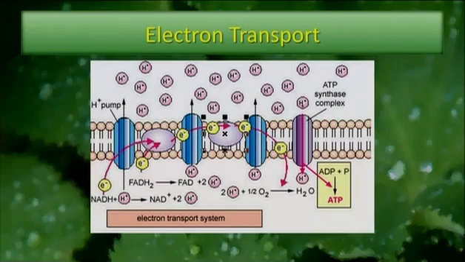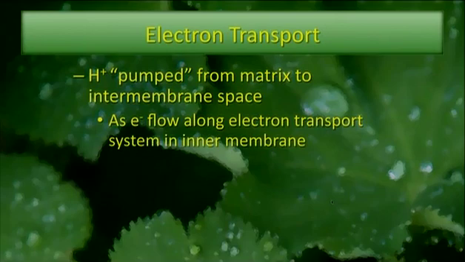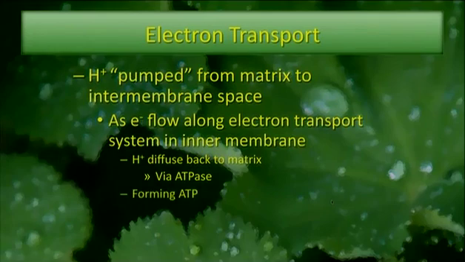The hydrogen ions then diffuse back through the ATPase here. Each time a hydrogen ion goes through this protein complex, you have the formation of one molecule of ATP from ADP, adenosine diphosphate, plus a phosphate group to make adenosine triphosphate. So protons are pumped from the matrix of the mitochondria, the inside of the inner membrane, to the intermembrane space, the space between the inner and the outer membranes. As electrons flow along this electron transport system in the inner membrane, the hydrogen ions diffuse back to the matrix through an ATPase, forming ATP.